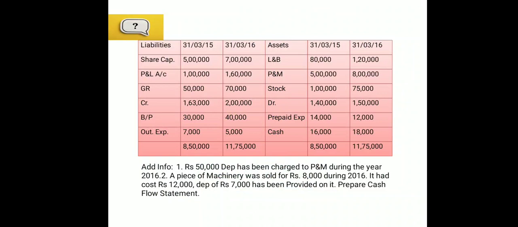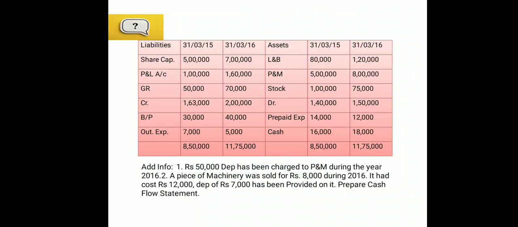Then we have a piece of machinery sold for rupees 8,000. It had a cost of rupees 12,000 and depreciation of rupees 7,000. So the actual cost was 12,000, on that 7,000 was depreciation. That means the remaining value is now 5,000, but we have sold it for 8,000. That means you are getting 3,000 as profit.